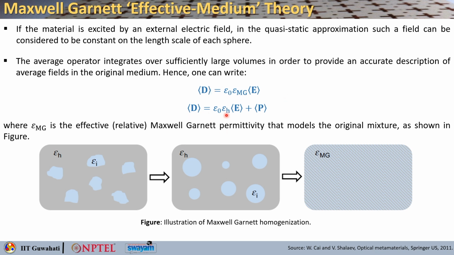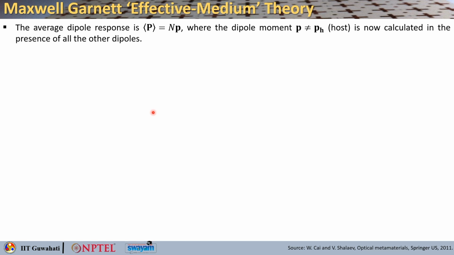Now, this equation can also be written as epsilon naught epsilon h E plus P. So, you can actually separate out the polarization. You can write down the contribution of the electric field in the host medium plus the polarization that is coming because of the inclusions. So, this is how you can use epsilon mg, that will give you the effective relative permittivity that can model the actual mixture. Now, a couple of important things here: the average dipole response, which is this average capital P, is nothing but n times small p.